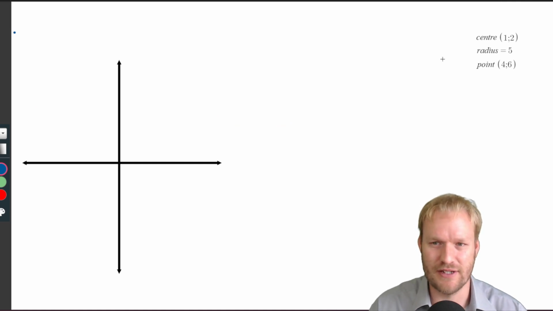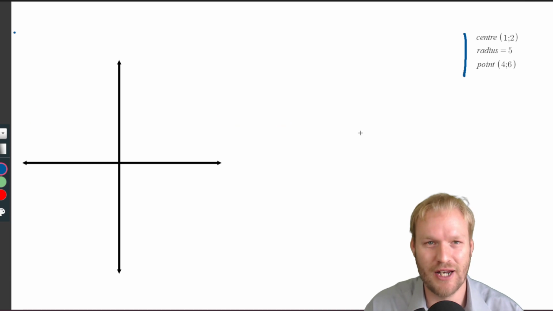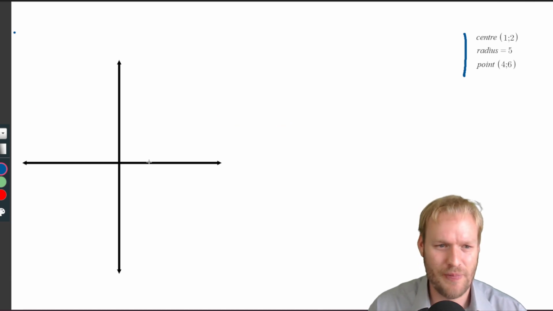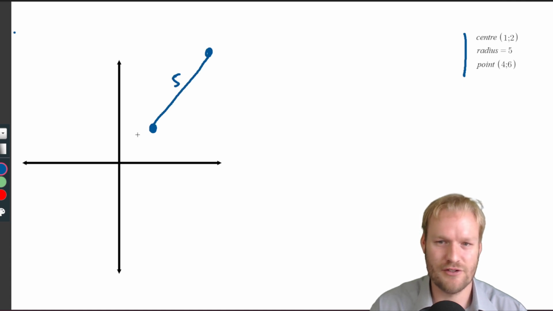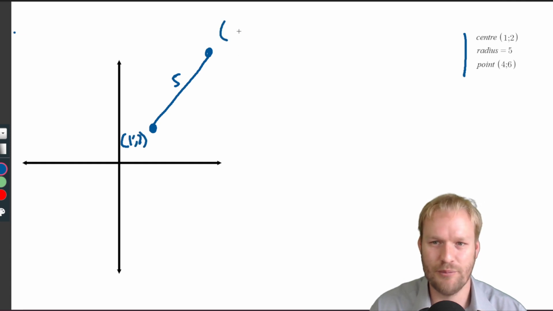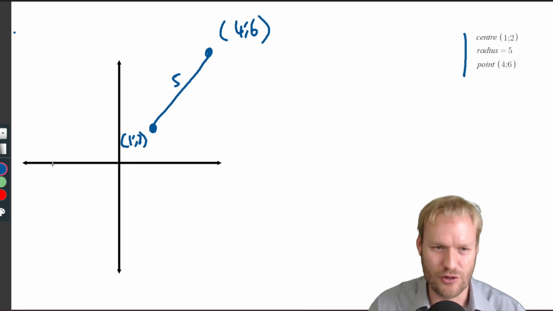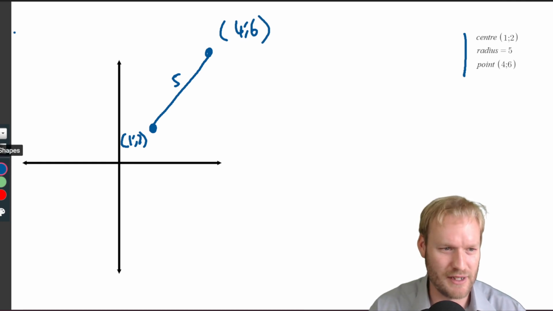Let's say that the center of the circle that I'm going to draw is at 1, 2, so maybe somewhere over there. And there's another point on the circle that's at 4, 6, say over there. The radius of the circle is 5. So the center here I've put at 1, 2, and I've put a point on the circle at 4, 6. And now we can draw a circle that looks something like that.